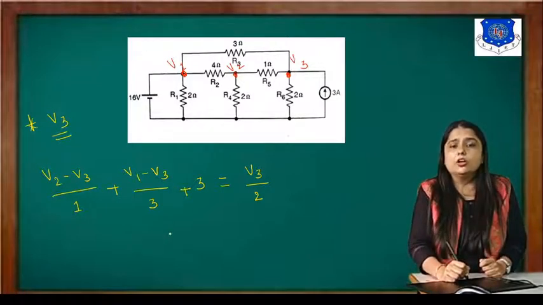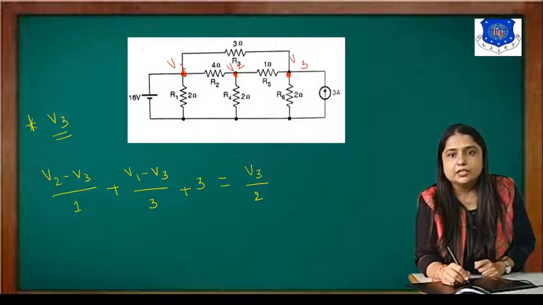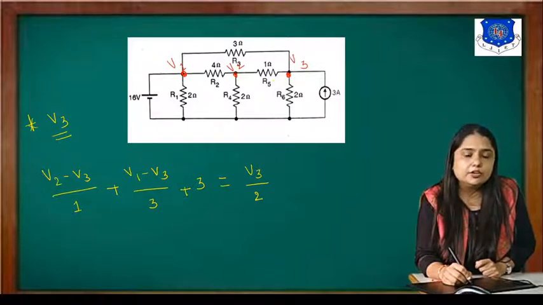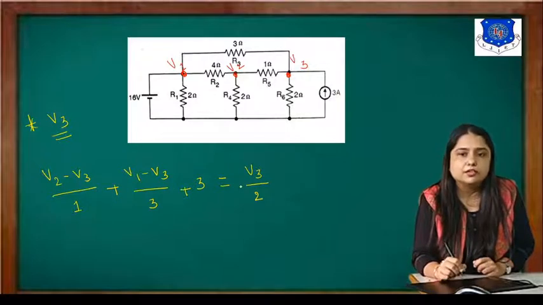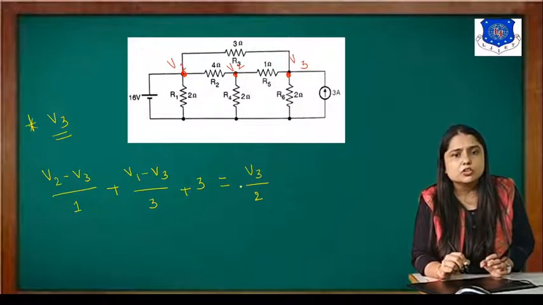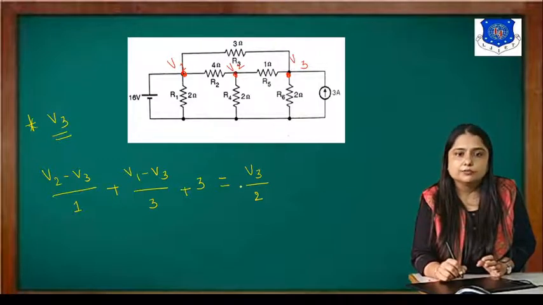And the voltage value of the ground is 0. If you see carefully, in V3 a total of 4 branches are connected. So whenever you write the equation of V3 here, you should have 4 different terms. You can cross check your equation to see whether you have written it correctly or not.